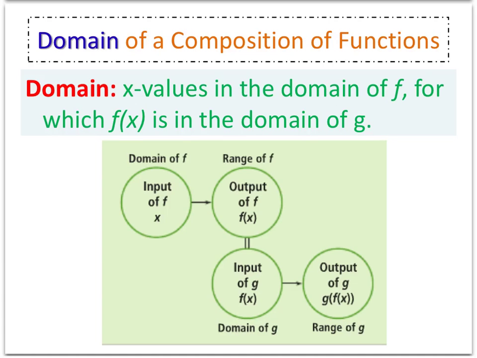When we compose two functions, the domain is always the x values of the first function for which our range is equal to the domain of our second function. So we have f. We plug in values for f, and that gives us our range. Well, the range of f must be equal to the domain of g. So we can't have values that work in f but are not going to work in g. So everything has to be workable for both functions.